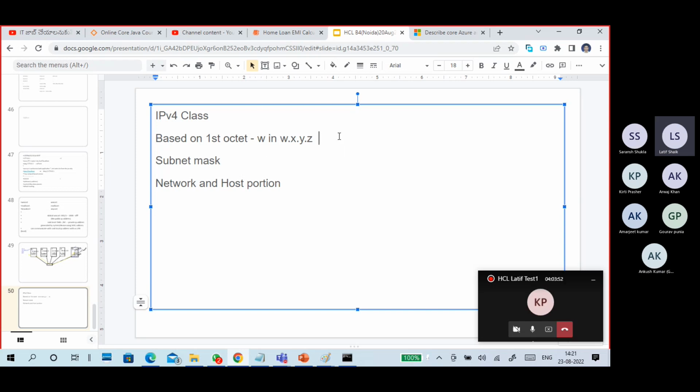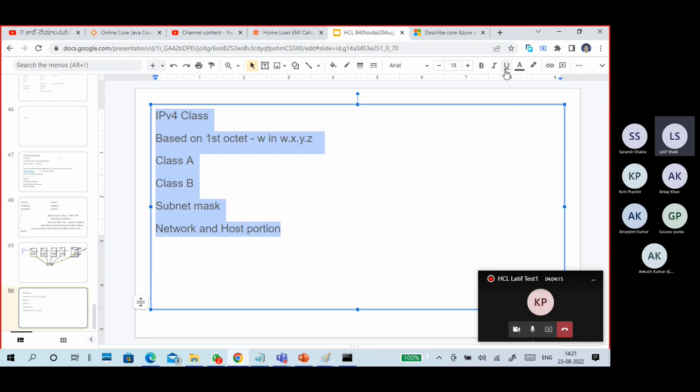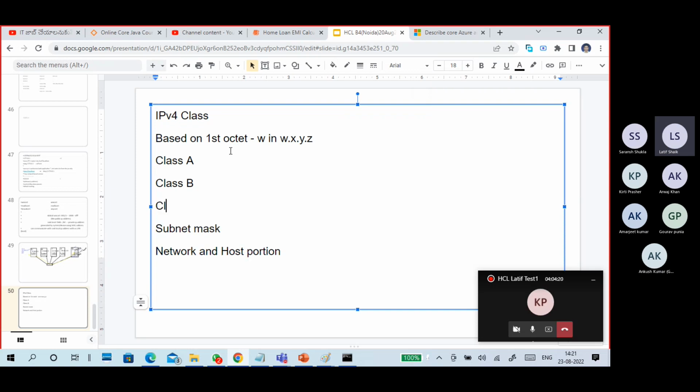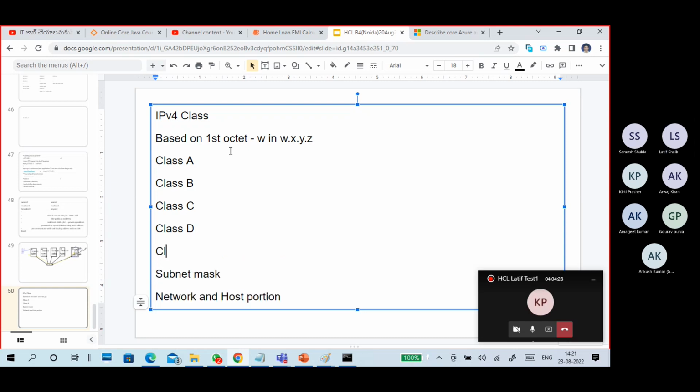So at least try to understand it. Either you take it as the first octet or the W in WXYZ, and from its range we can understand which class it is. Classes are like this: class A, class B, class C, class D, class E.